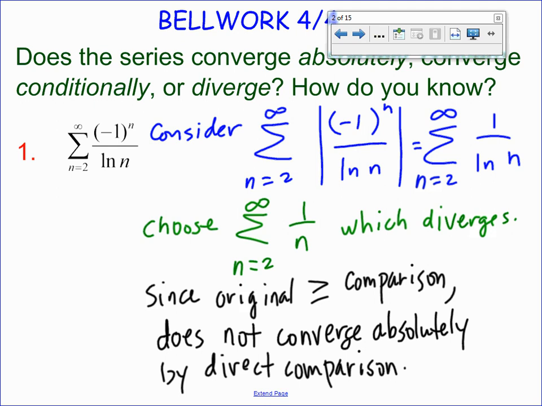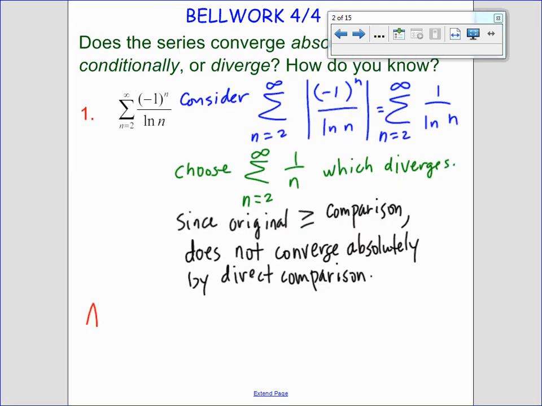Wow, but it still could converge conditionally. So what do we do? Well, we're back to the original now. So the original, before we did absolute value, does this converge? Let's see. We have an alternating series, and so we'll go ahead and consider our three prerequisites for alternating series. One, do the terms alternate in sign? Yes. Two, do the term values decrease in size? Yes. 1 over ln n is going to be greater than 1 over ln of the next term, so our term values are decreasing in magnitude.